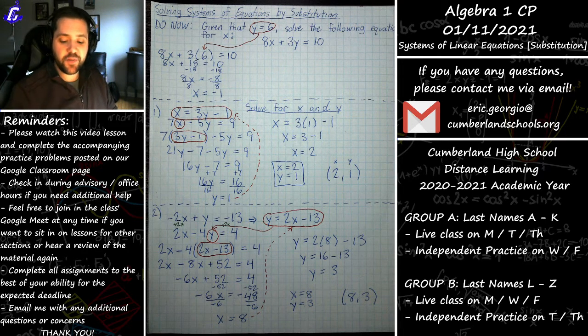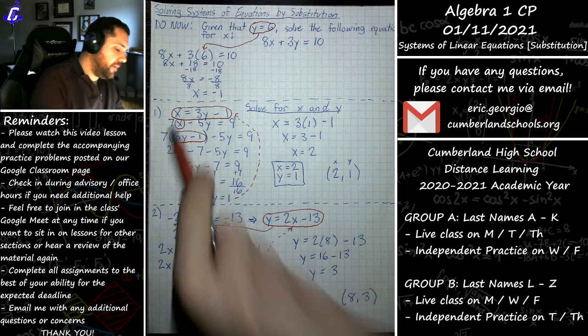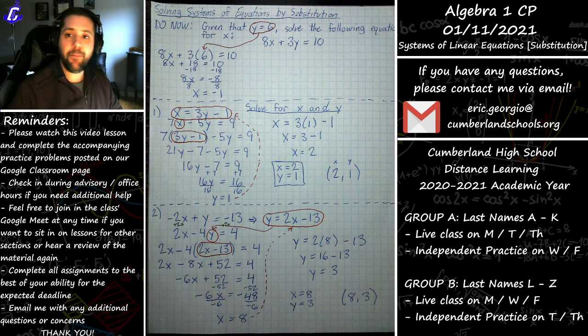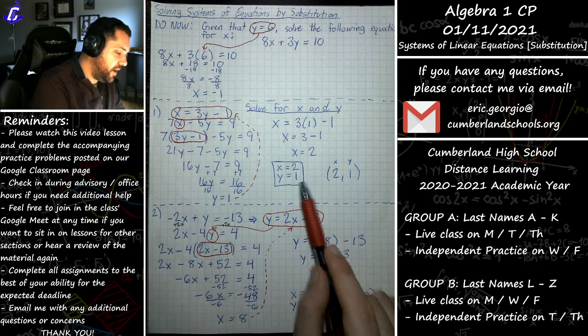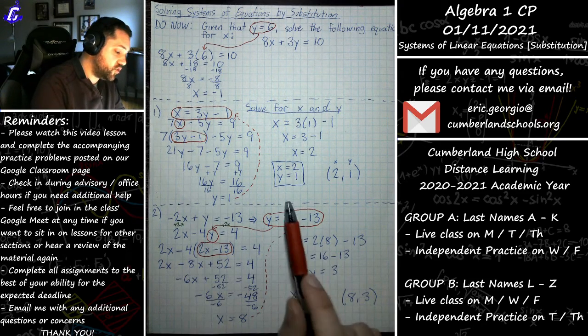Before I do, I just want to mention quickly that just like with graphing, how you can check your work by plugging in the value for x, plugging in the value for y, and seeing if it makes both equations true, you can absolutely do the same thing with substitution. So to check your work, you could say, well, let's find out. X is equal to 2 and y is equal to 1. Does that make both equations true? Let's see.